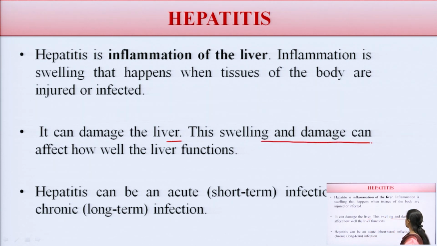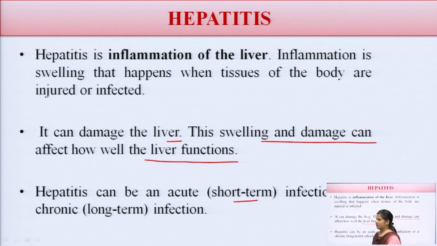This swelling and damage can affect how well the liver functions, and hepatitis can be acute or chronic. Acute means it is short term, and chronic means it is long term. Whenever a person is suffering from long term hepatitis, it can cause liver cancer.